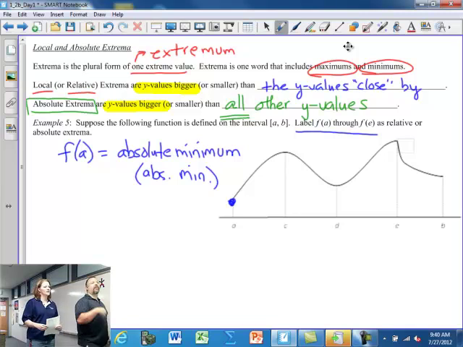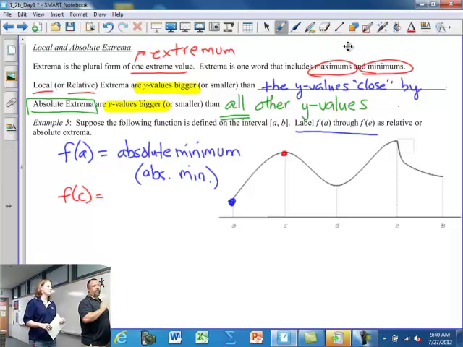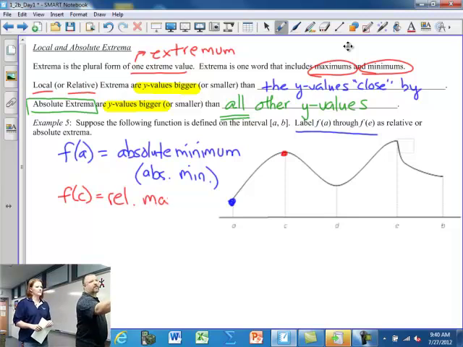Now, we can go ahead and abbreviate this absolute minimum, if that's okay with you. Fabulous. All right, so let's try f of c. Is it the next point from left to right here? Well, it's definitely higher than f of a was, but it's not the highest point on the graph. So let's call that a relative maximum. We can abbreviate that: REL and max.